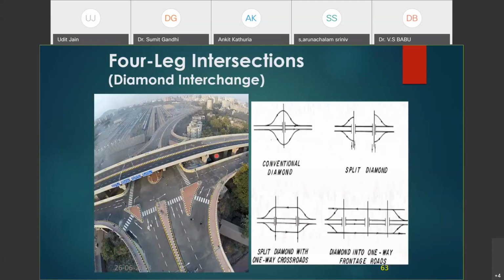This is a diamond interchange in which we have an elevated flyover, and along with that we have an elongated rotary which runs below the flyover. Again, this is to eliminate all the conflict points.